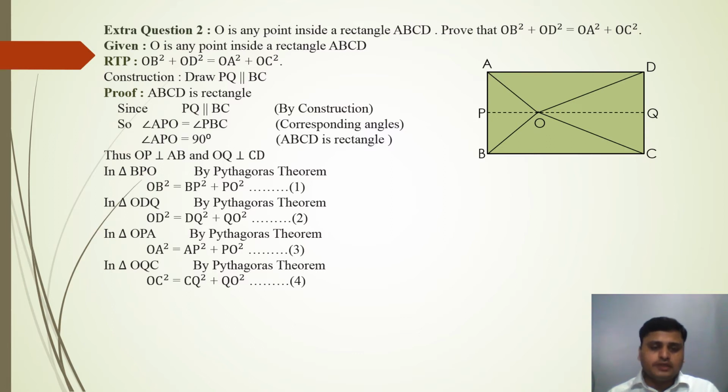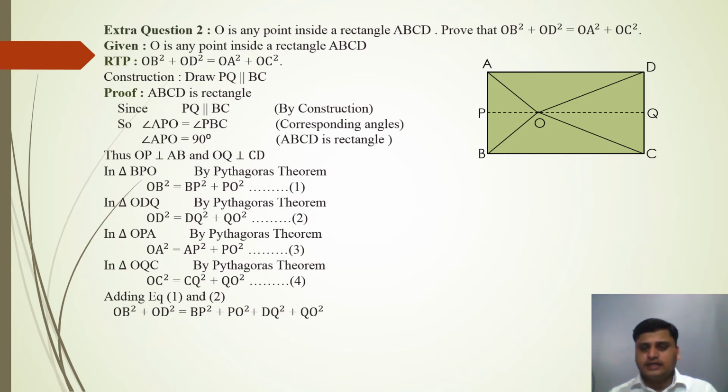Now see the requirement. As per the requirement, OB square plus OD square is the left hand side, so we will add equation 1 and equation 2. After adding, what will we get? OB square plus OD square is equal to BP square plus PO square plus DQ square plus OQ square.